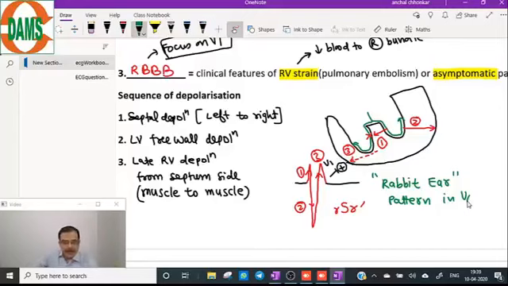Also, no doubt, as we have written, the width of the QRS is widened in right bundle branch block. In any bundle branch block the width will be increased. That is obvious. That we did in yesterday's class. The duration of QRS will be increased. So this is a right bundle branch block. Clinical history: right ventricle strain due to pulmonary embolism will be given to you, or maybe the patient is asymptomatic.